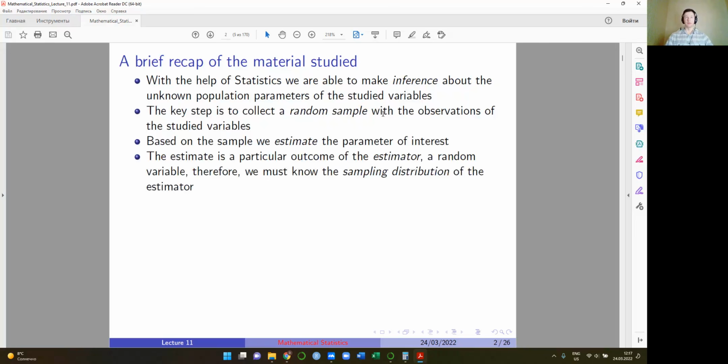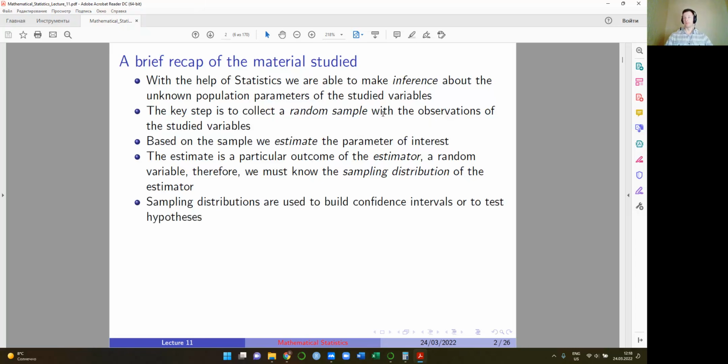Then this estimate that we calculate is a particular outcome of a random variable called estimator, right? So this is a random variable. Why? Because it is based on the random sample. Therefore, we want to know the distribution of this random variable, which is called the sampling distribution. Unfortunately, it's not possible to build the sampling distributions for all, or at least it's much more difficult to build the sampling distributions for all estimators.